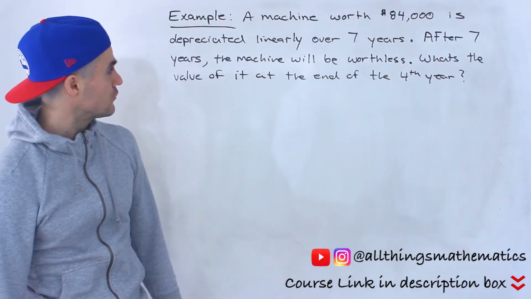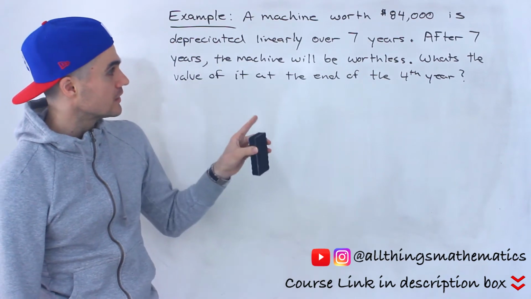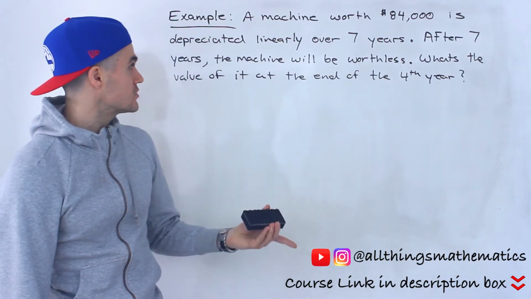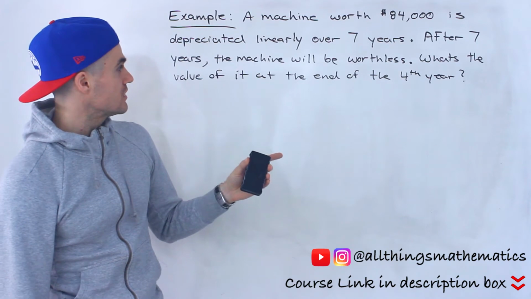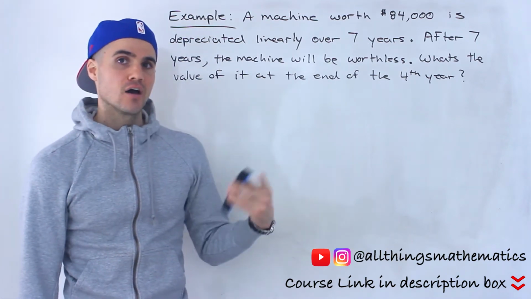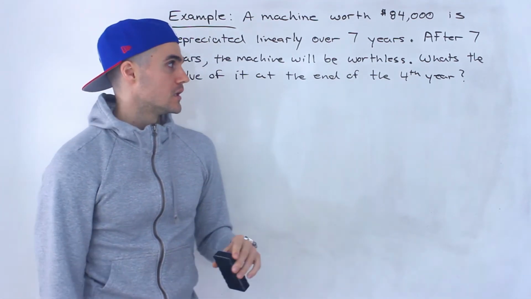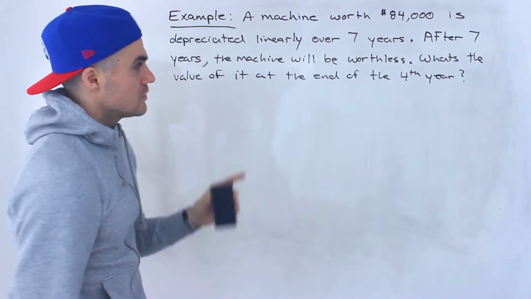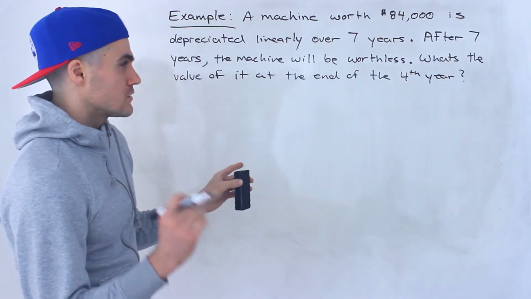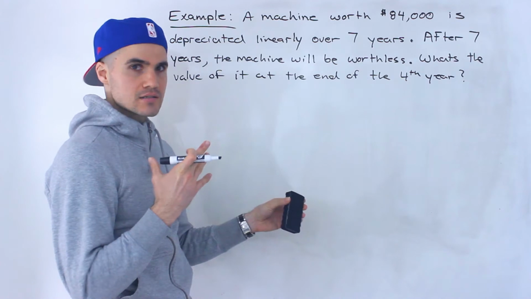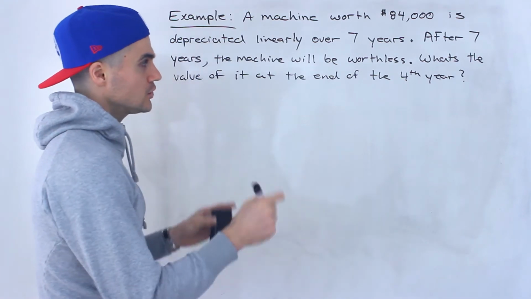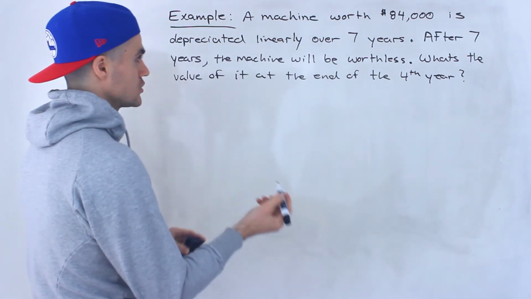So a machine worth $84,000 is depreciated linearly over 7 years. After 7 years, the machine will be worthless. What's the value of it at the end of the 4th year? So this question, two different ways to do it. You can sort of do it in a common sense type of way, and then you could do it in a mathematical way. And I could show you both ways.